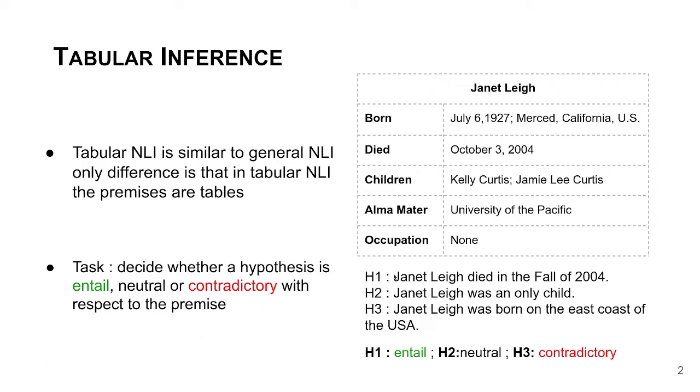So in this case, Janet Leigh died in the fall of 2004 is entailed. Janet Leigh was an only child is neutral because it cannot be inferred from this table, and Janet Leigh was born on the east coast of the USA is contradictory.